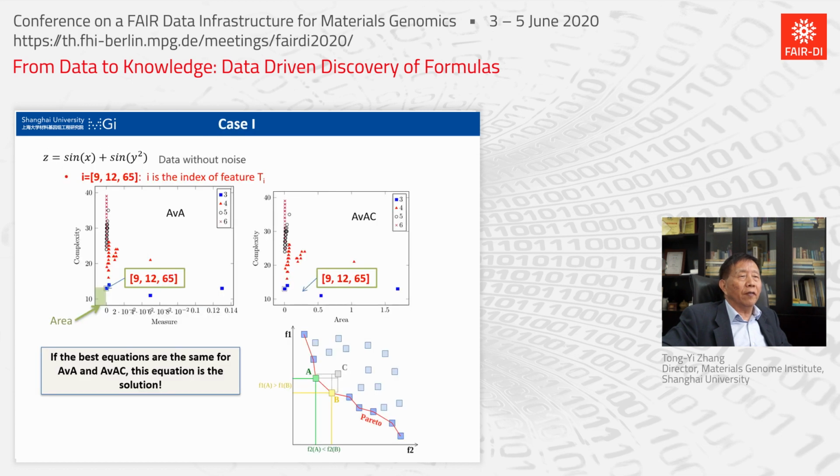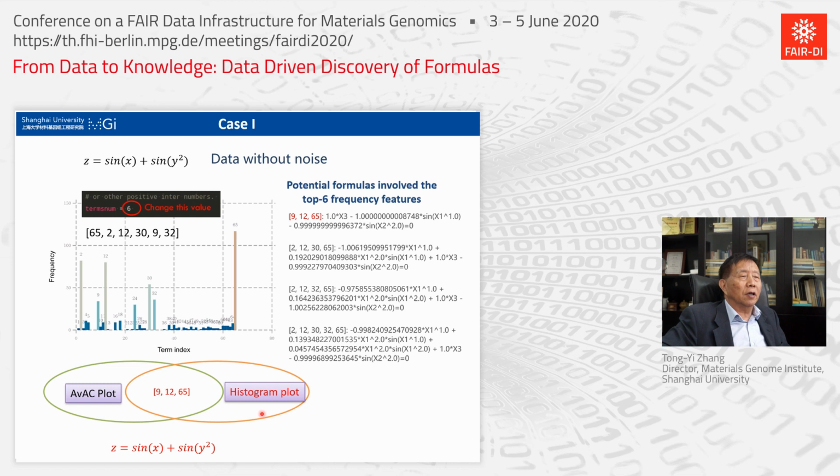So here, we show that without noise, we will find that this is the 9, 12, 65, which is actually this TI. TI in each of the feature space is a number, as we showed before. From there we can find right away the simplest and best feature, and from the histograph plot we can also find this one. Without the noise, it is very simple, like this case.